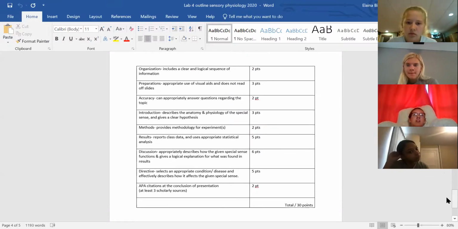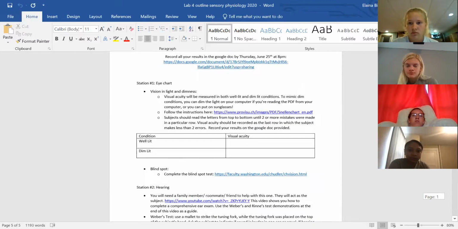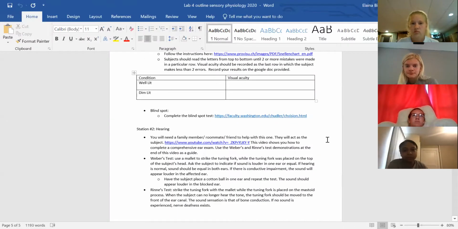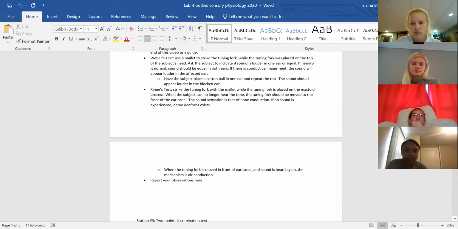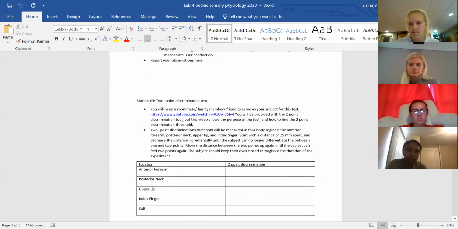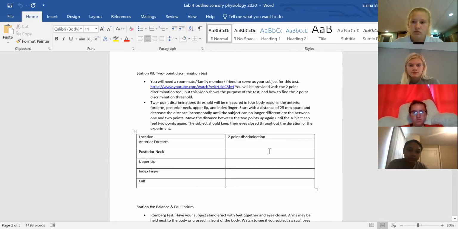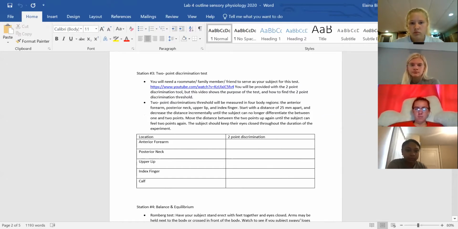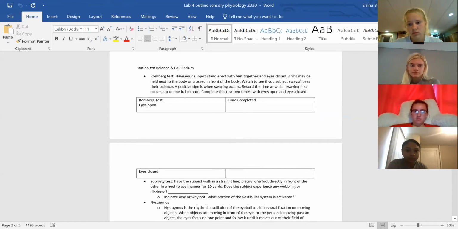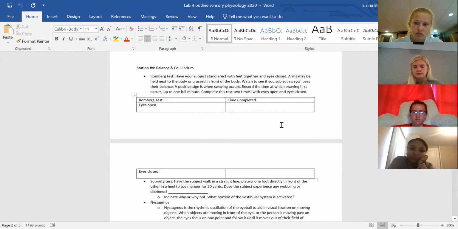Okay. But some of you will need to do a statistical analysis. So like the eyesight one, for example, you'll want to do statistical analysis here. This is a paired t-test. Hearing is pretty qualitative, so you'll just talk about this. There's no statistics to do for that one. 2-point discrimination, you'll use repeated measures ANOVA because you've got 1, 2, 3, 4, 5 different measurements per person. Okay. Balance and equilibrium, you can do a t-test for the Romberg's test. Again, that'd be a paired t-test.